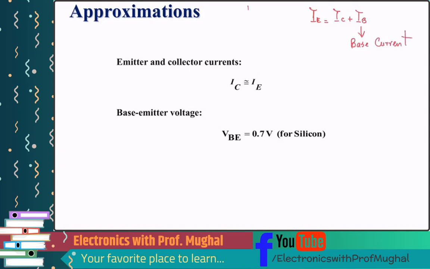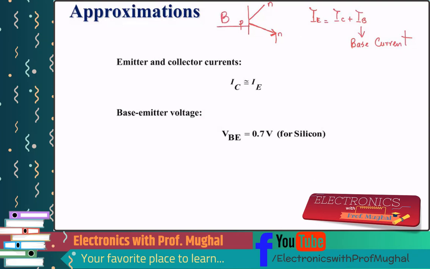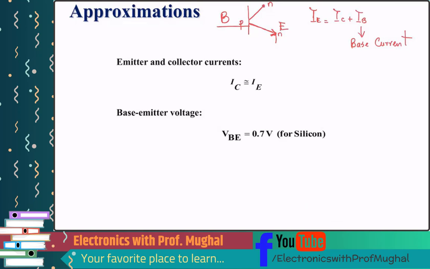Remember, this is a schematic symbol of the transistor, okay? If I have an arrow like this, that means the current flows from positive to negative. So this is going to be positive, this is going to be N, and therefore this is going to be N. So it's an NPN transistor. This is the base of the transistor. This is the emitter terminal, and this is the collector terminal of the transistor.